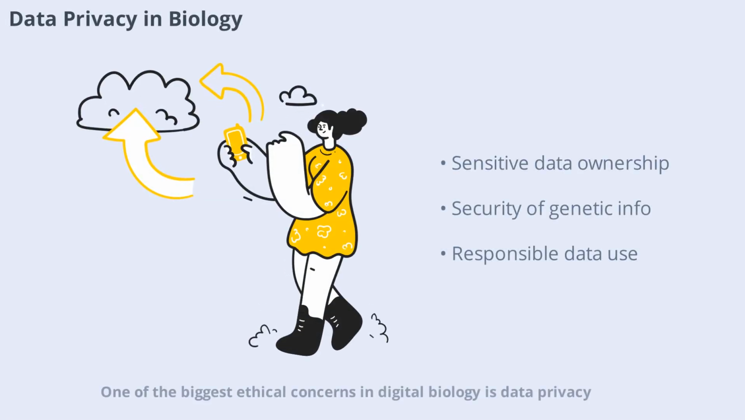One of the biggest ethical concerns in digital biology is data privacy. As we collect more genetic and health information, questions arise about who owns this data and how it's protected. Sensitive biological data can reveal a lot about individuals, from their ancestry to their risk for certain diseases. Ensuring that this information is kept secure and used responsibly is a major challenge for researchers, companies, and policymakers alike.